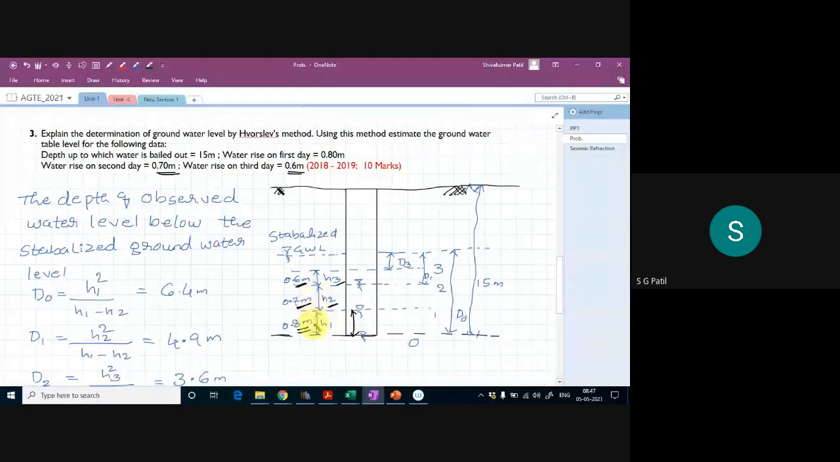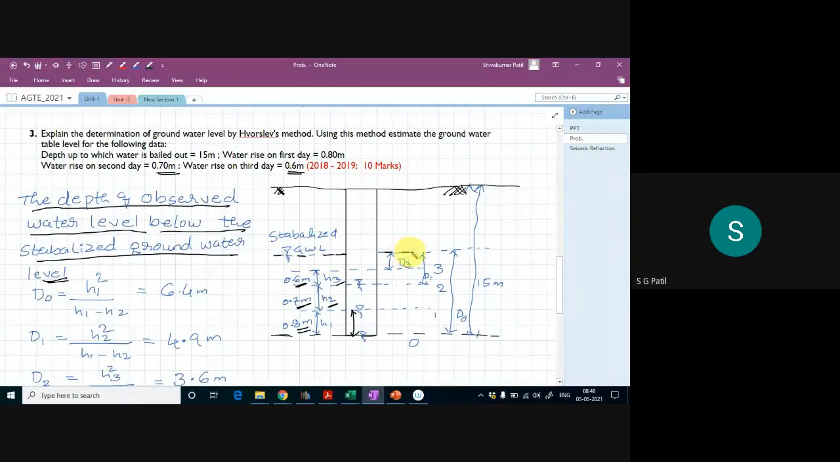Now once you have H1, H2, H3, the second step is to find out the depth of observed water level below the stabilized groundwater level. Where is my stabilized groundwater level? This is my stabilized groundwater level. Now my aim is to find out D naught, D1, and D2. What is D naught? D naught is nothing but H1 square divided by H1 minus H2. So I got 6.4 meter. And what is D1?